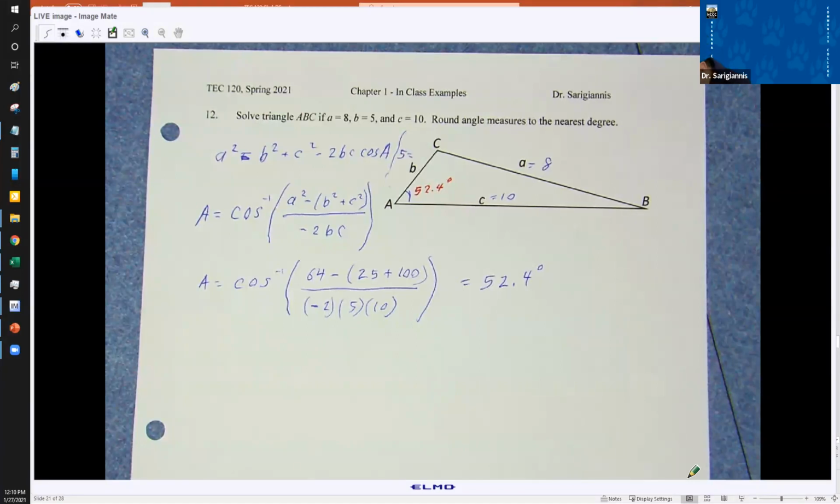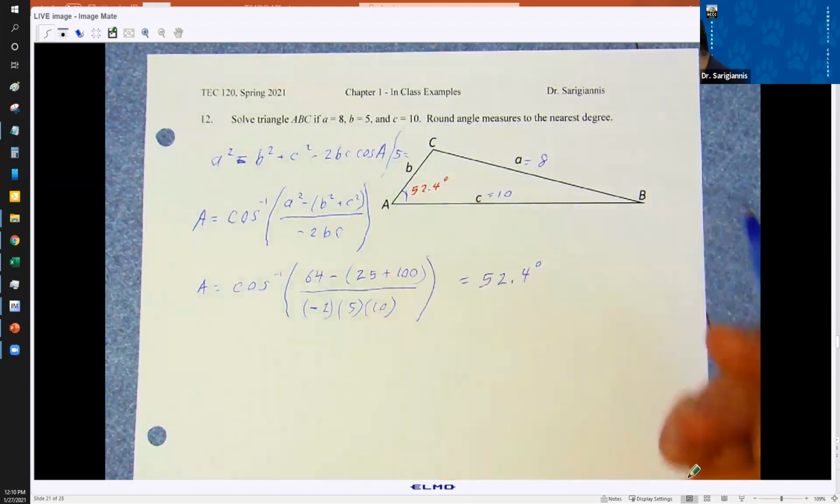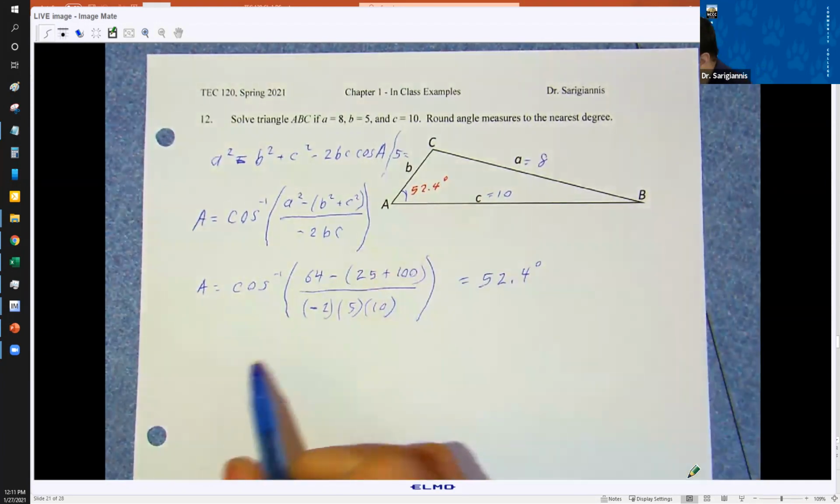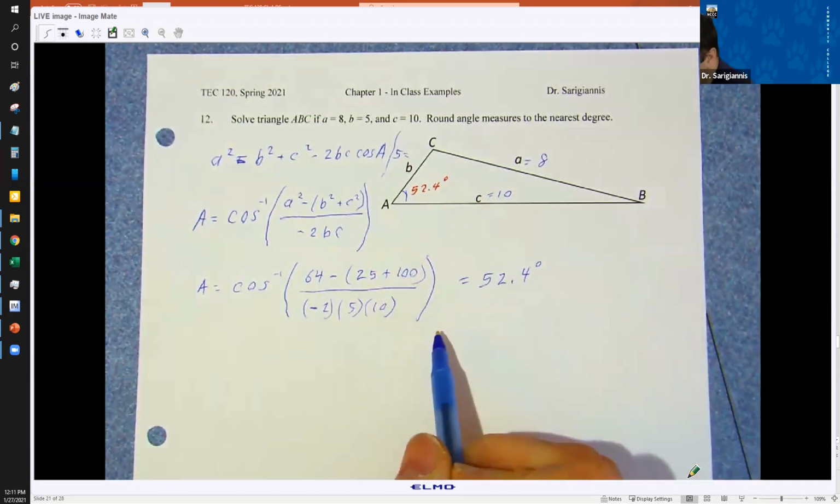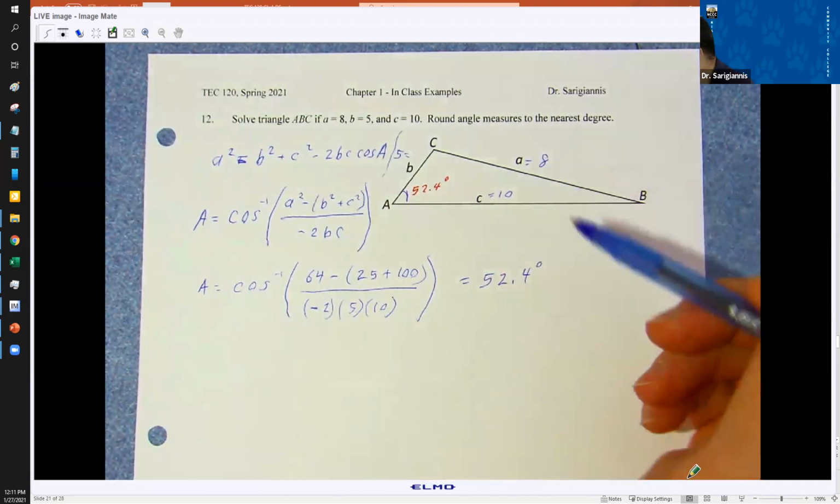It looks like, yeah, you know what? It looks like I did the same thing. So now from here, you can use law of sines, or you can just use law of cosines again. And I'll do angle B with the law of cosines again, since we already did law of sines.